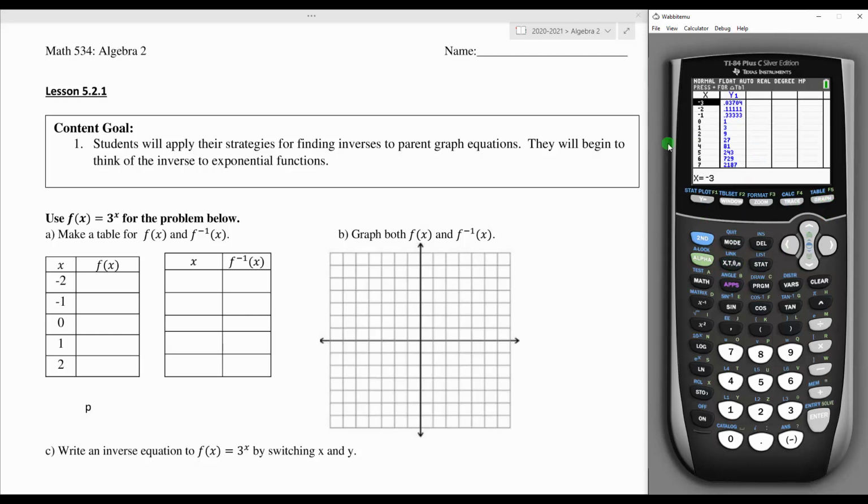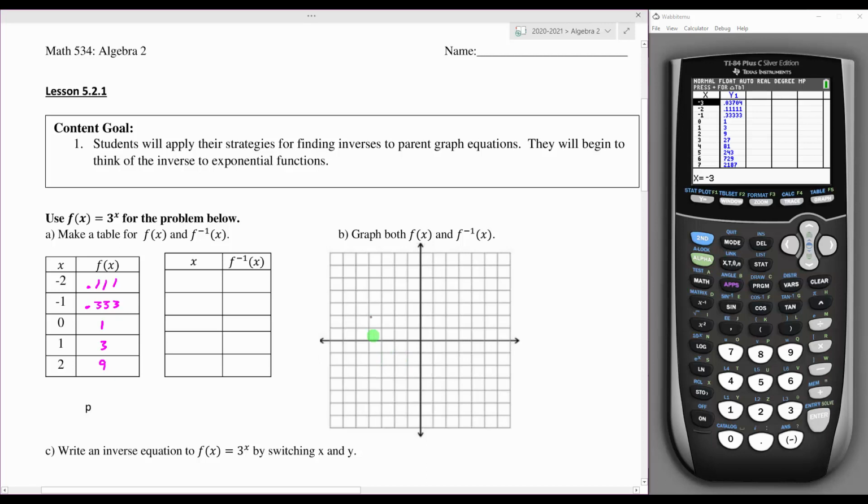Okay. So we have our table over here starting at -2. -2 gets us a value of 0.111. All right, then I go over here and do the same thing. -1 gets me 0.333. And then when we look at 0, we get a 1. 1 gets us a 3, and 2 is going to get us a 9. Right, so there is our table.